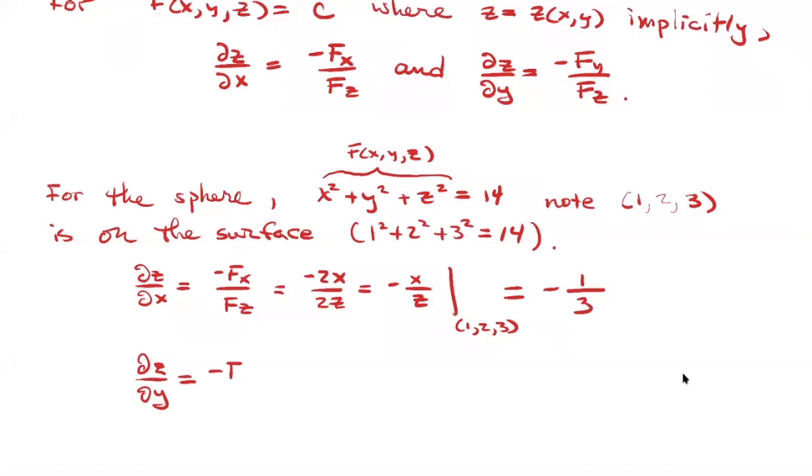And then the partial of z with respect to y is negative fy over fz. Of course, this will be negative 2y over 2z, which is just negative y over z. And I want to get it again evaluated at the same point 1, 2, 3. So that's easy enough. Y is 2, so you're going to say negative 2/3.